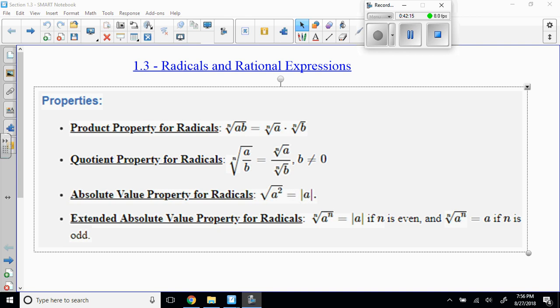Extended absolute value property. Nth root of a to the nth equals absolute value of a if n is even, and nth root of a raised to the n equals a if n is odd. Yeah, okay. You have fun with that. We're just going to work some radicals. That's a lot deeper into math than really what you need to know, right?